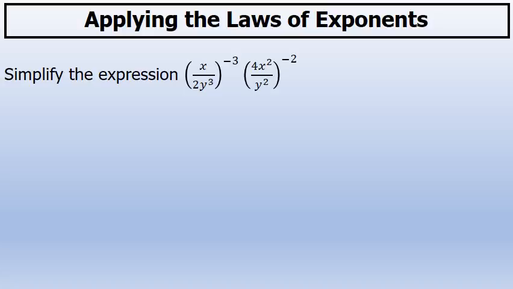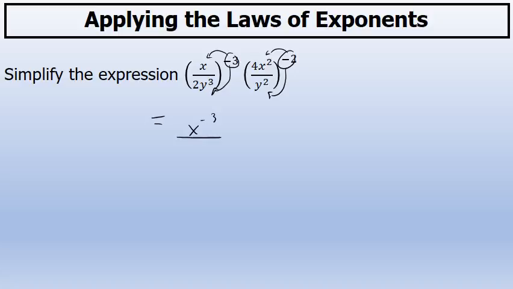Here we're being asked to simplify an expression that involves the product of two fractions, each of which is being raised to a power, where both powers are negative. There are a couple ways to approach this problem, but the way that I feel is easiest would be to first apply the power of -3 to the numerator and denominator of the first fraction, and the power of -2 to the numerator and denominator of the second fraction.